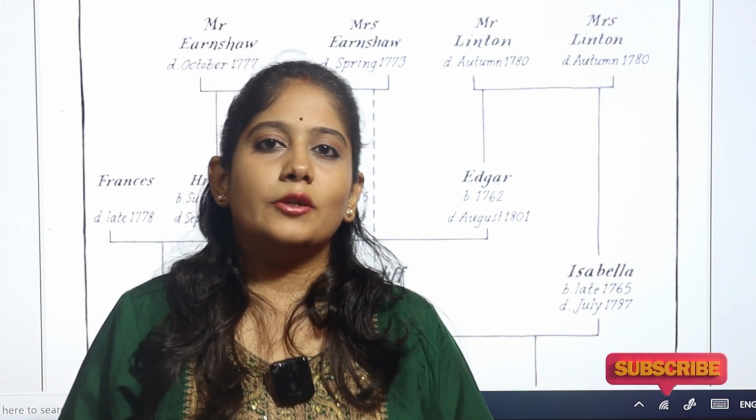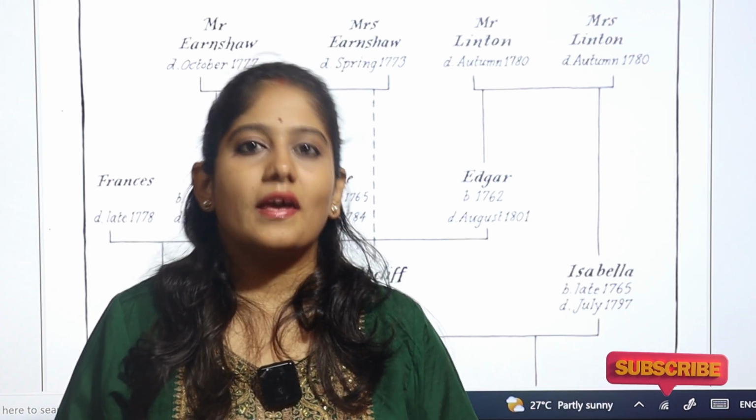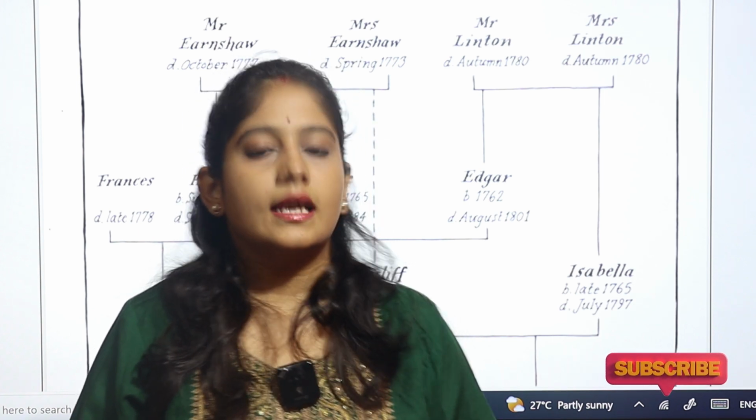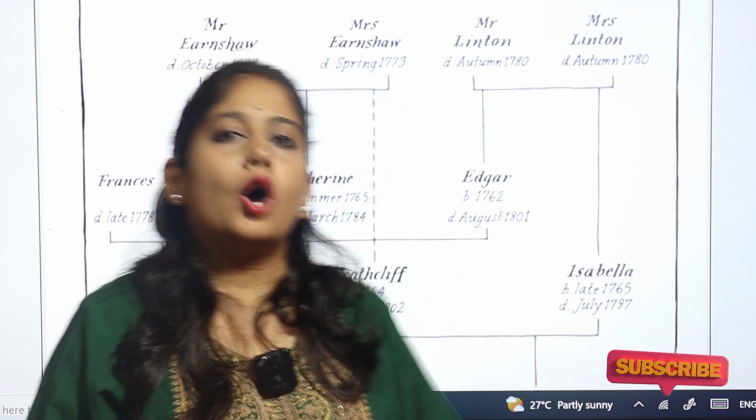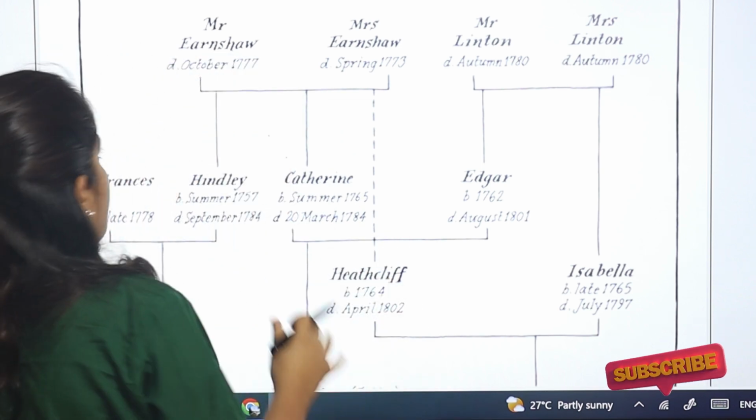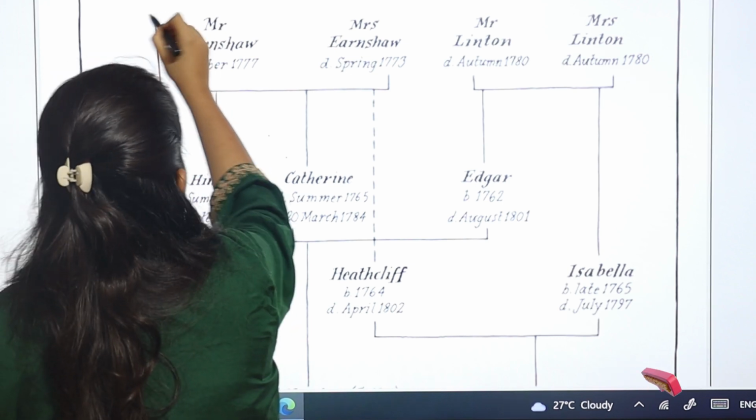In order to avoid further confusion, we will be knowing the characters first and then get into the summary of the novel. Like I said, the novel spans across the two generations, the first generation and the second generation of two families, the Earnshaws and Lintons. We will be first looking at the characters of first generation of both the families. The first important characters here are Mr. and Mrs. Earnshaw.